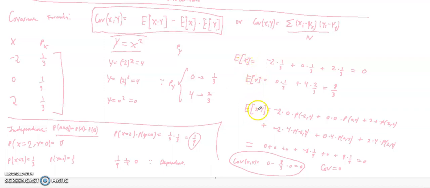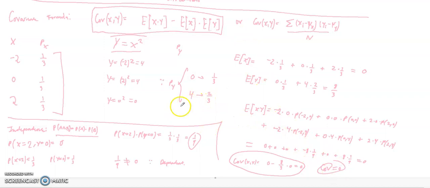and the expected value of x and y, which is just done by multiplying every single value of x and y by their respective probabilities. And we find that the expected value of x is 0, y is 8/3, and x and y is 0. Now we plug that into our formula and we get 0 minus 0 times 8/3 equals 0. So the covariance is 0.